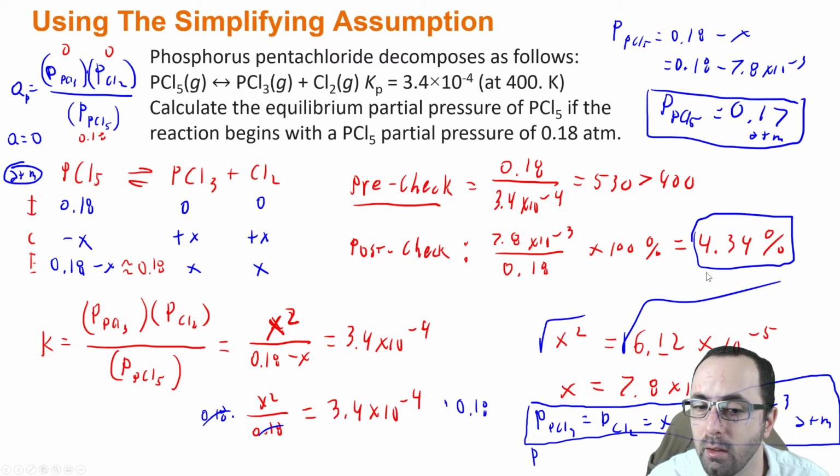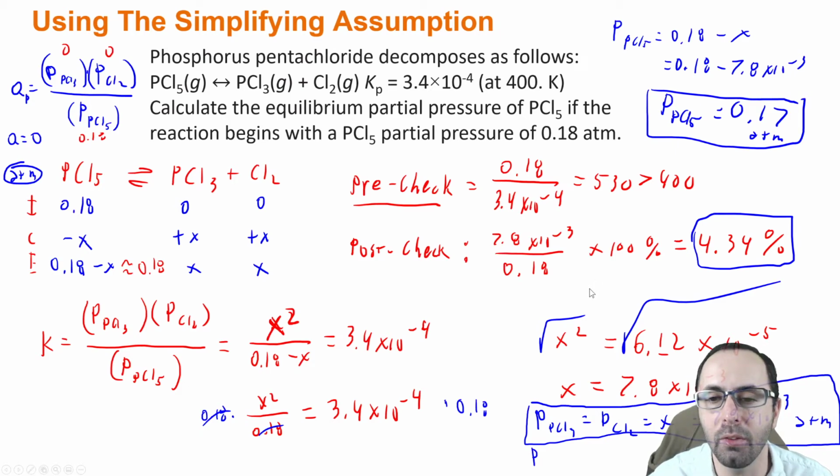Again, it was very important that we did this post check. Sometimes your pre-check passes, but your post check fails, which is kind of the worst, because then you have to go back and solve the quadratic after you've already solved everything using the simplifying assumption. So some people just jump ahead and solve the quadratic. You can always solve the quadratic if you have a quadratic equation.